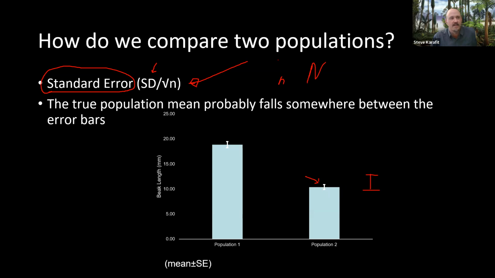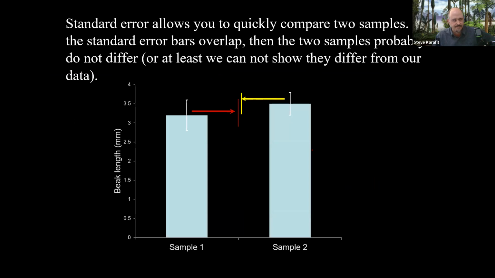So we often put those on graphs like this when we're comparing two different populations. And one thing you can do, it does give you an idea of how variable data are around the average a little bit, of course, but it also allows you to quickly eyeball the difference between two samples.